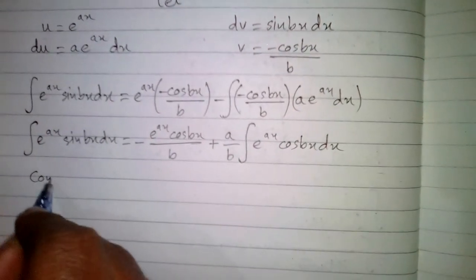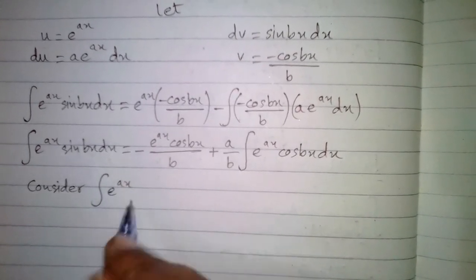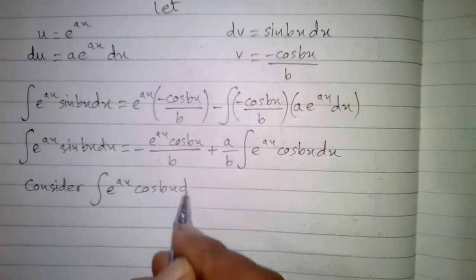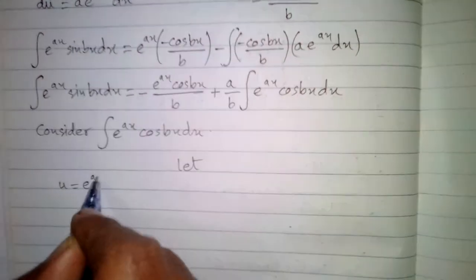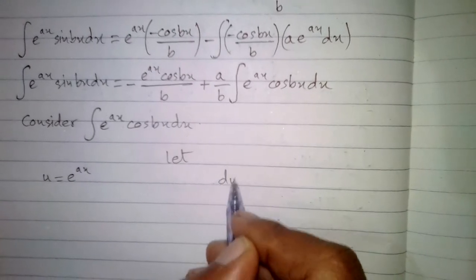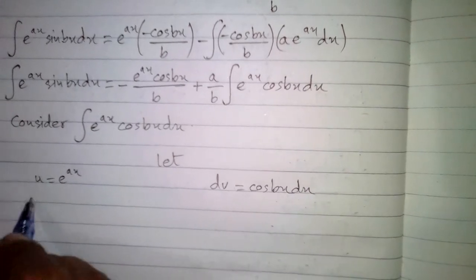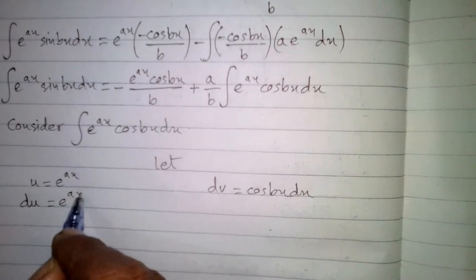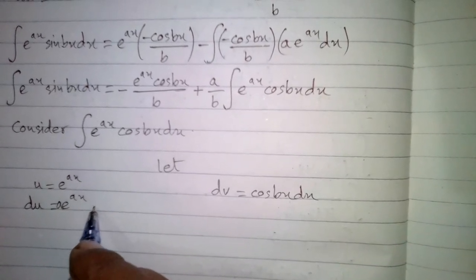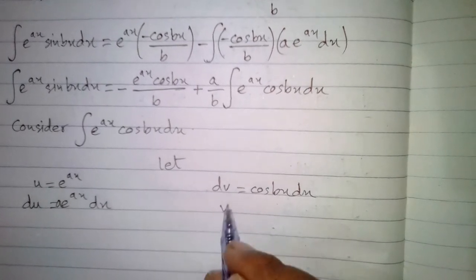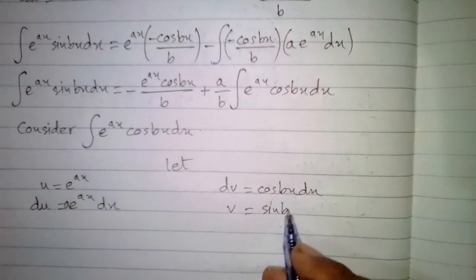First of all, we have to integrate e to the power ax cos bx dx, and then let u be equal to e to the power ax and dv is equal to cos bx dx. Now the differential du is a times e to the power ax multiplied by dx, and v is the integral of cos bx, which is sine bx upon b.